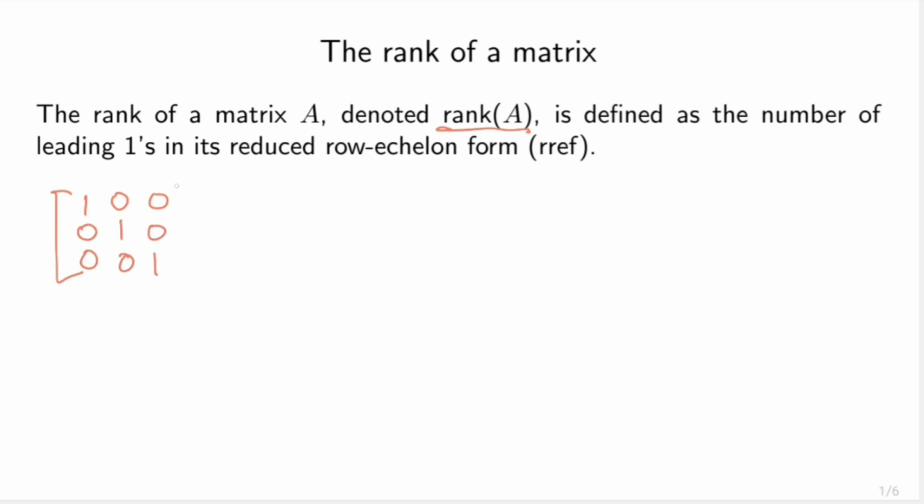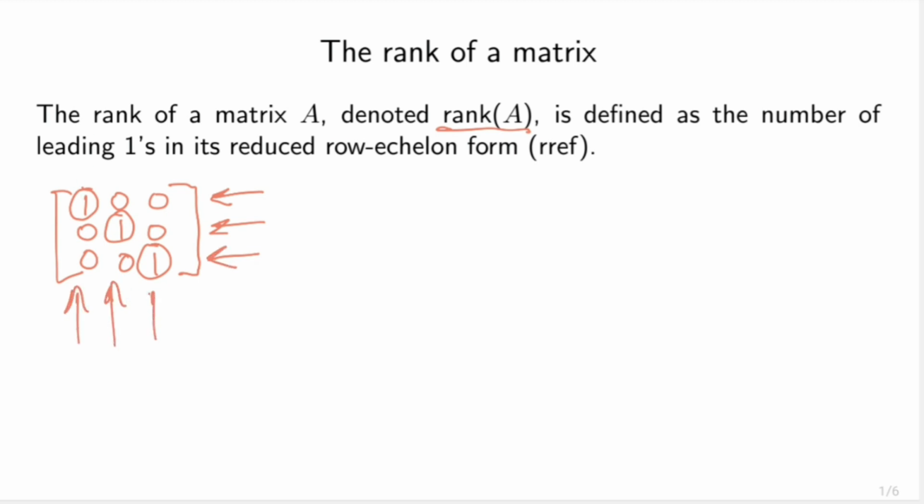This matrix is already in reduced row echelon form. And we are saying that the rank of a matrix is the number of leading ones in its reduced row echelon form. So where are the leading ones? This one, that one, that one. And remember that when you have the reduced row echelon form, every row has at most one leading one, and every column has at most one leading one.